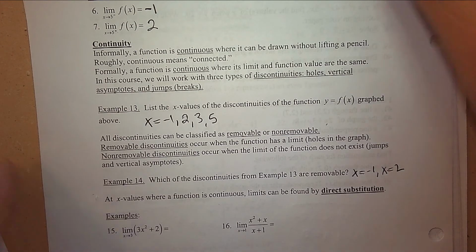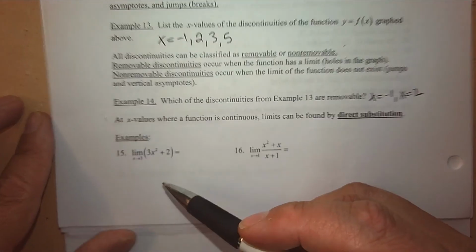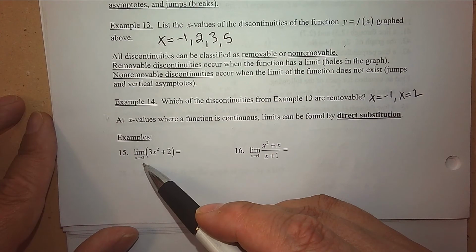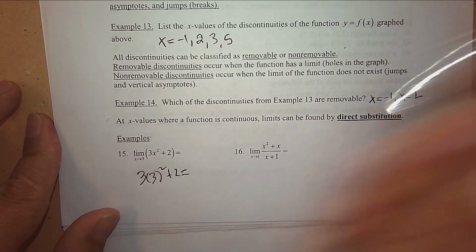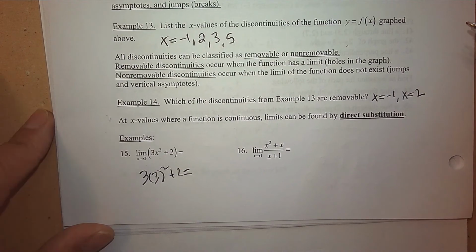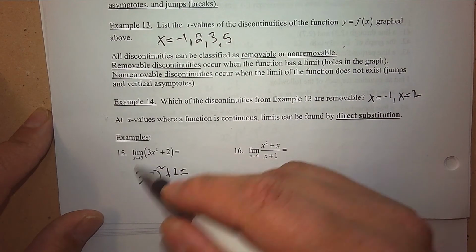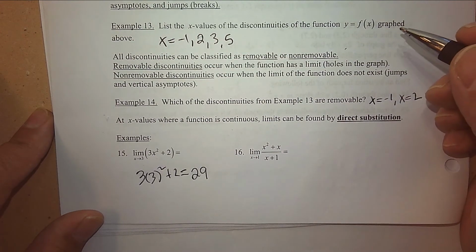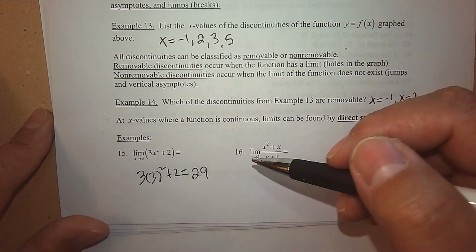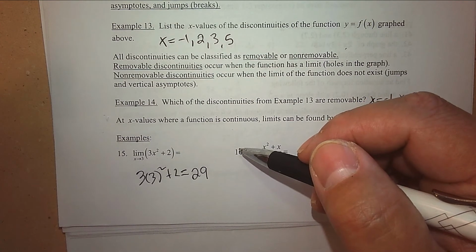So for 15, if you want to find a limit analytically, no graph, what do I do with the 3? Plug it in. So can I plug this in and get an answer? Yeah. It's 27 plus 2. So what does that say about the function around 3? That it's continuous, right? The limit and the value of the function agree with each other, right?